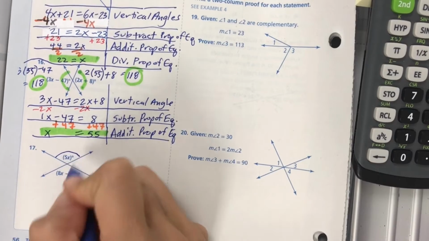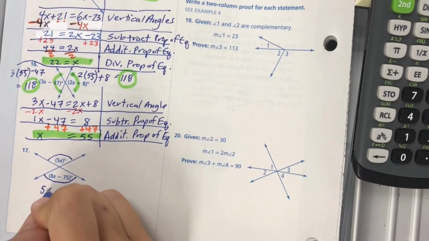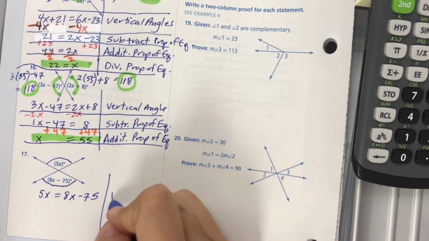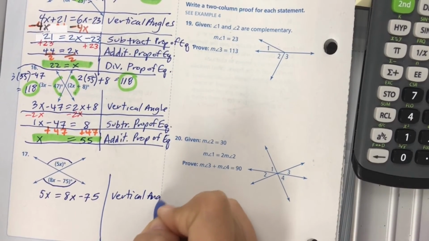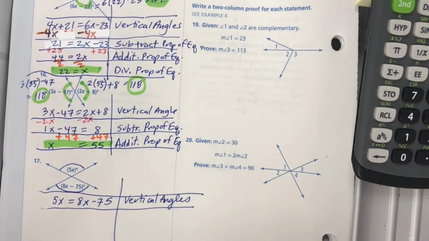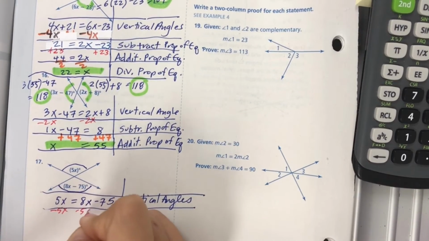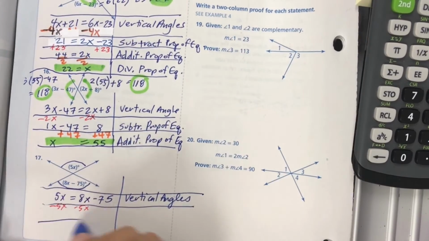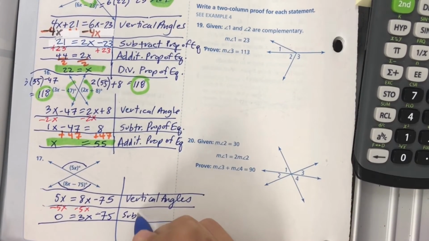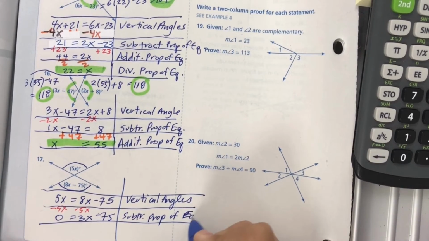Now once again, we have an angle here on top which should equal the measurement of the angle on bottom. So the 5x should equal 8x minus 75. Vertical angles. So, if I subtract 5x on both sides, I'll get 0 is equal to 3x minus 75, and I subtracted. So that's subtraction property of equality.